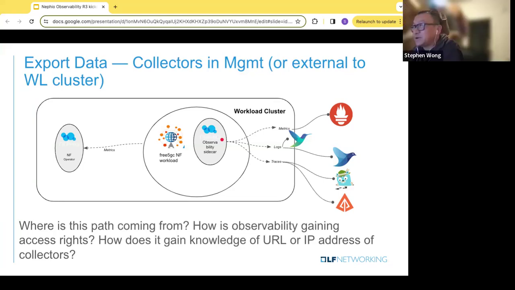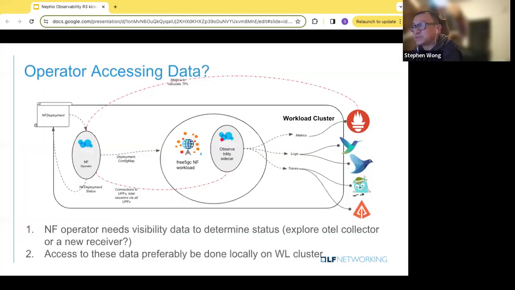So that's one. And then another area, which is what everyone talked about, and I know that very well. The operator needs to have access to that data, but that could happen obviously before it gets written into the collector.